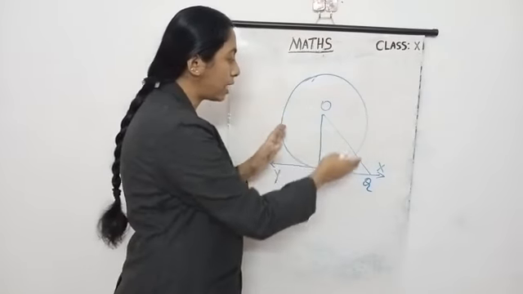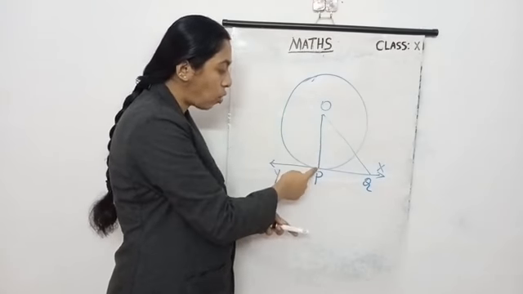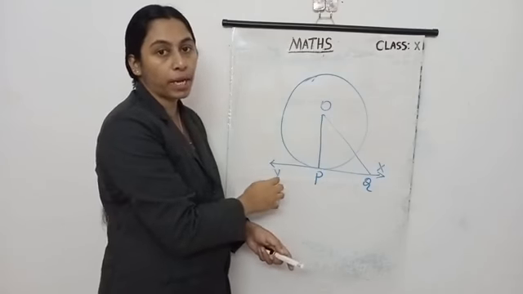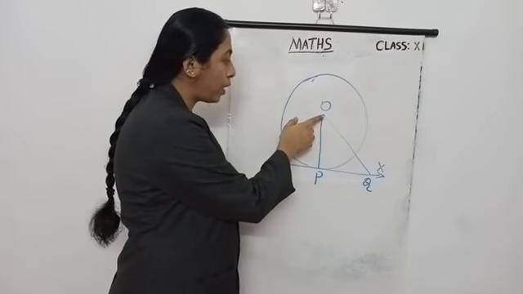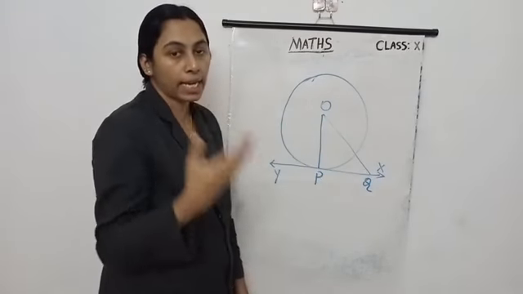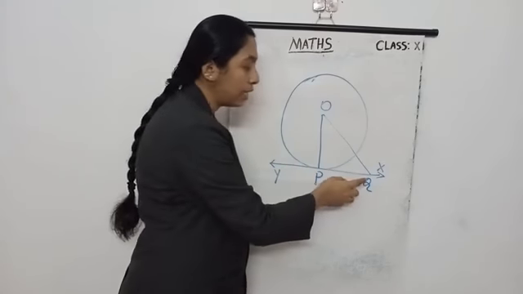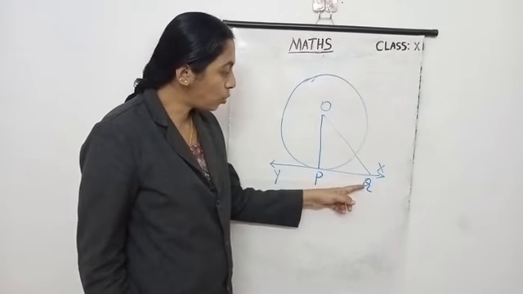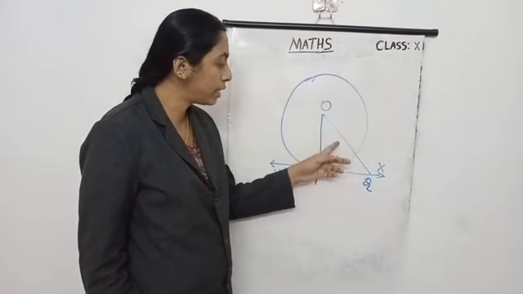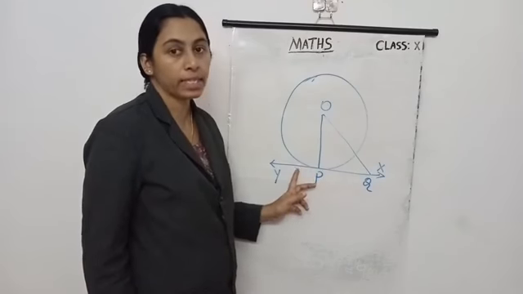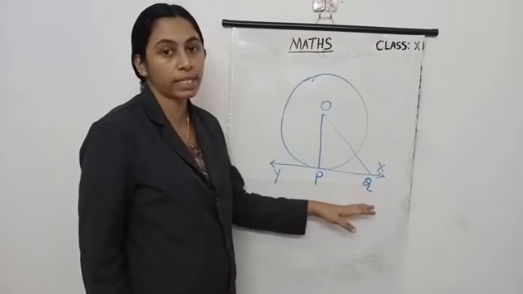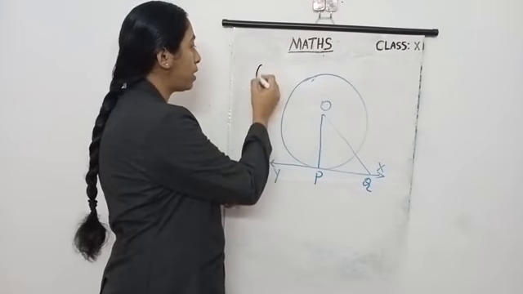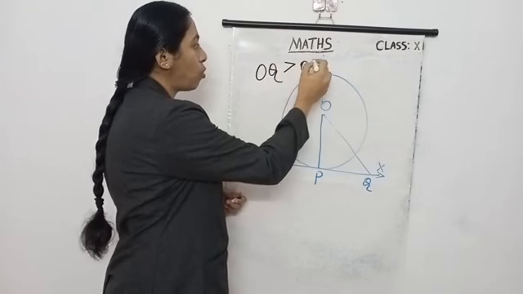Here, given a circle with the center O and radius OP and the tangent XY, we need to prove that OP is perpendicular to XY. First we join O to a point Q. We can take any point on this line XY, say Q, and join O and Q. Now look here, this Q is outside the circle, not inside, because XY is a tangent. From this we can say that OQ is longer than OP. That means OQ is greater than OP.